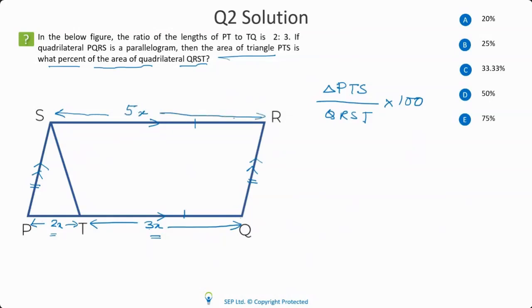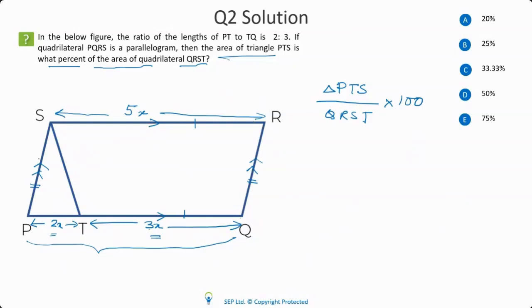Okay, I hope this part is clear. Because in a parallelogram, opposite sides are equal. So if this is 2x plus 3x, this whole thing is 5x. Then SR is also 5x. Okay, that's number one. Number two thing that you need to see is the height that you drop.